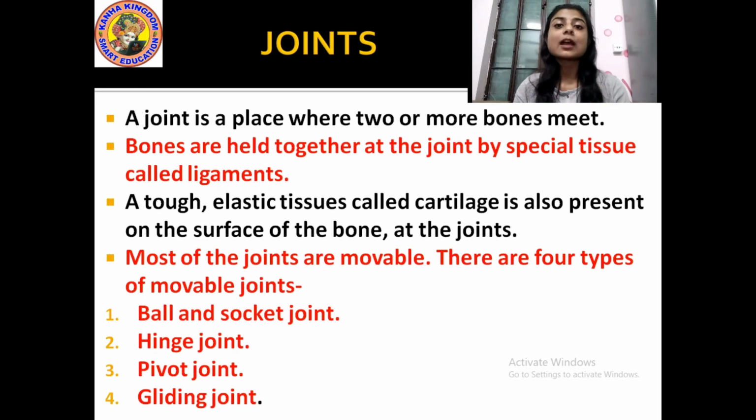The first one is the ball and socket joint. Then the second one is the hinge joint, H-I-N-G-E. The third one is the pivot joint. And the fourth one is the gliding joint. These are the 4 types of movable joints present in our body. First is the ball and socket joint. Second is the hinge joint. Third is the pivot joint. And the fourth is the gliding joint.